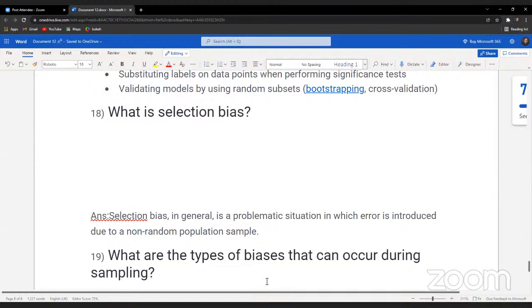Jumping to the next one, what are the types of biases that can occur during sampling? What are the types that can occur during sampling? I would like to give you a minute. If you know the answer, please bring it to the chat box and we'll discuss the answer in a minute.